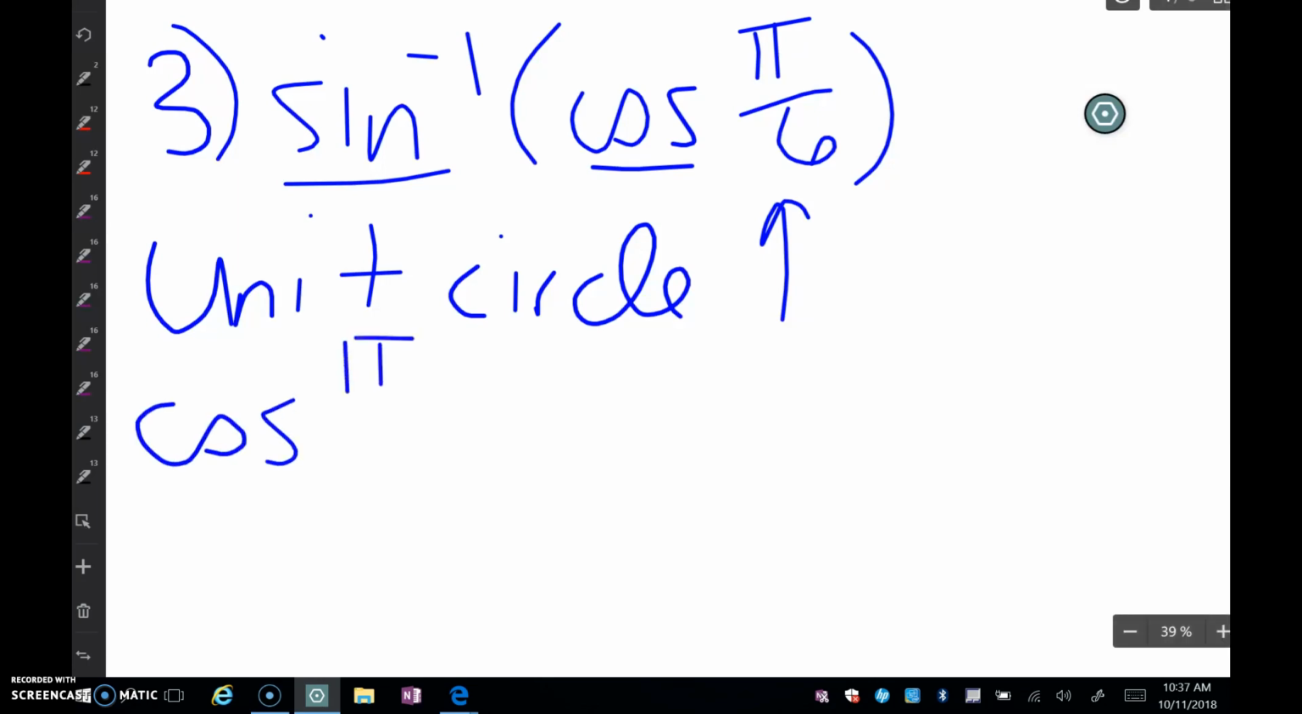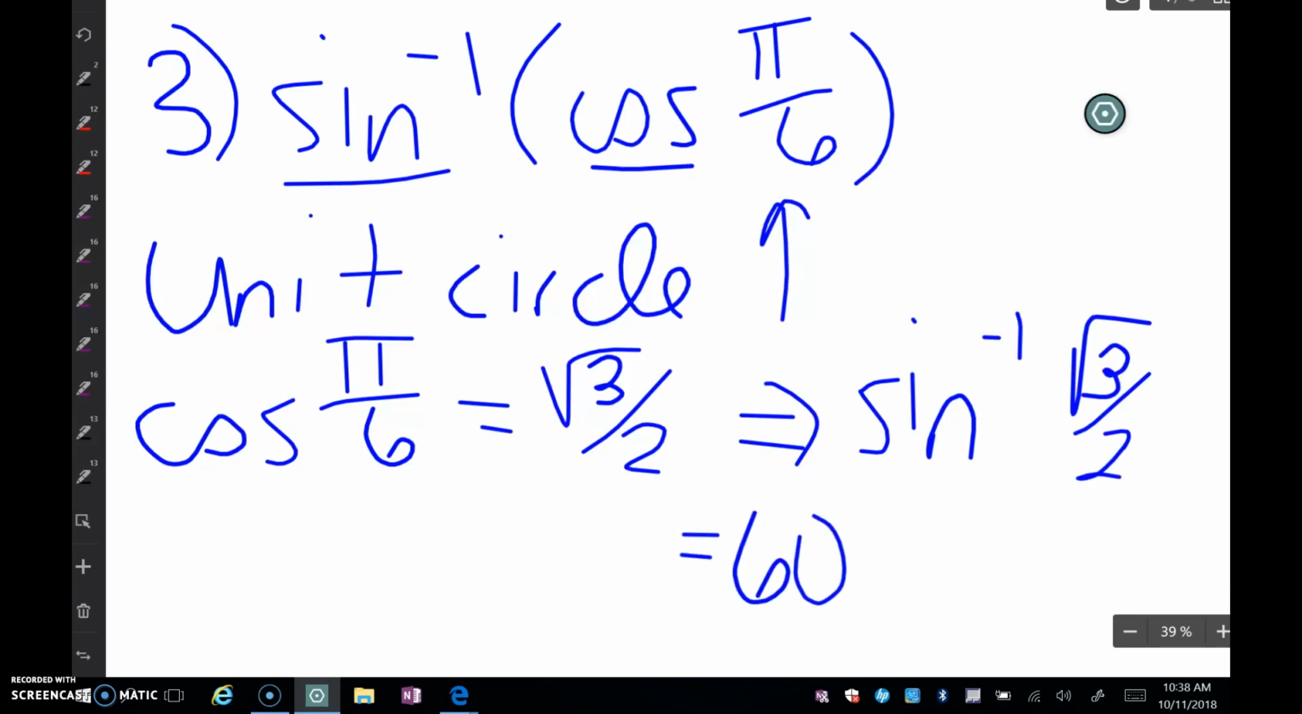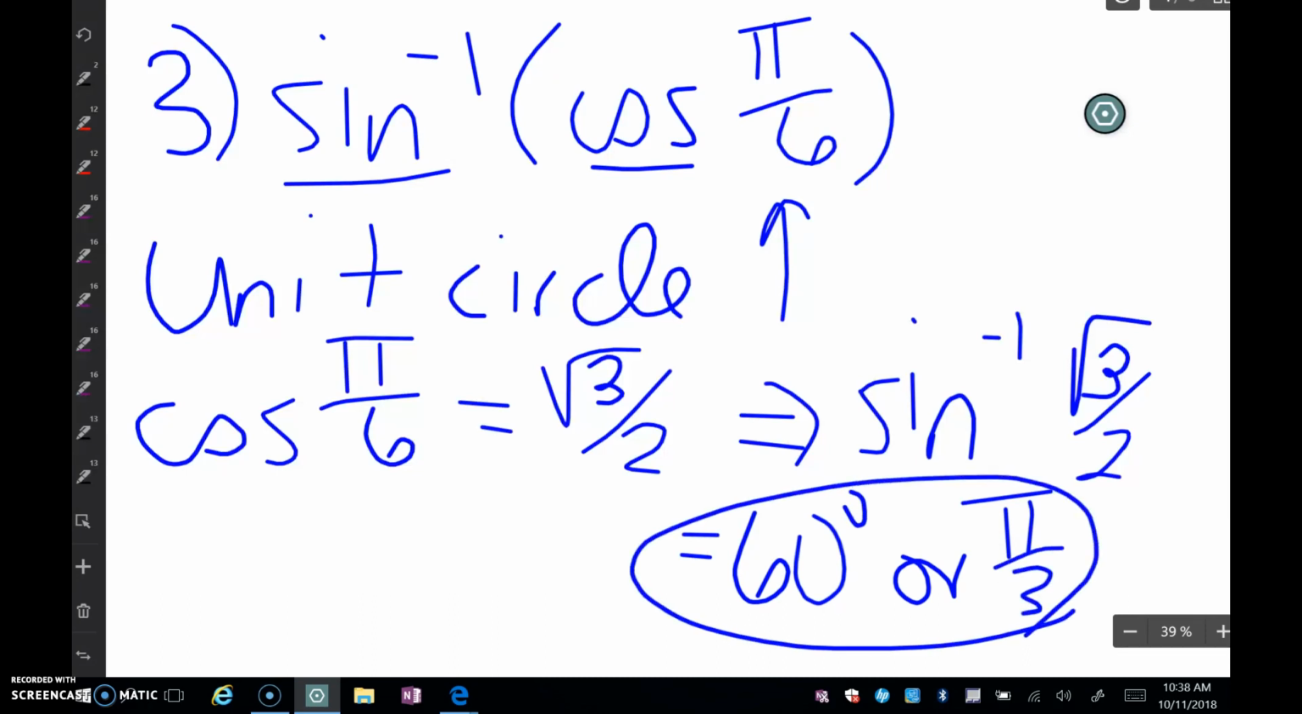So we're going to evaluate cosine pi over 6. So I go to pi over 6 on my unit circle, and I see that the cosine value is the square root of 3 over 2. And then what I'm going to do is do the outer part of that. I'm going to do the inverse sine of the square root of 3 over 2. And using your calculator, you see that that gives you 60 degrees or pi over 3. So that's a unit circle question, and it's fairly easy to do.